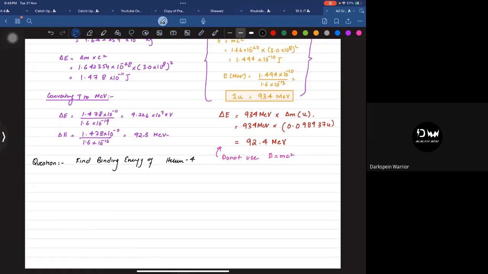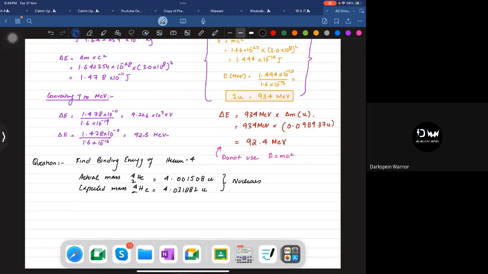I'm just going to give you the actual mass. Actual mass is 4.001508 U, and the expected mass of this would be 4.031888 U, and remember this is for the nucleus only. You don't need to subtract electrons. Now I just want you guys to find it in MeV and using method 1 only, because I haven't given you a specific value of 1U in this. All right, kids, can you please do that? You have 5 minutes. It's a lot for this, but still, good one.